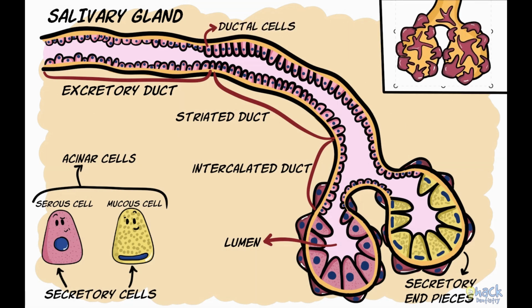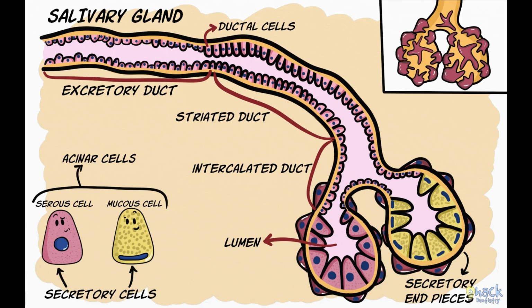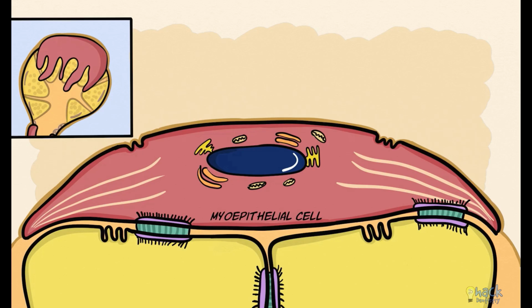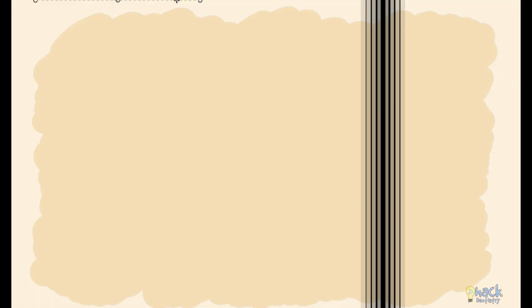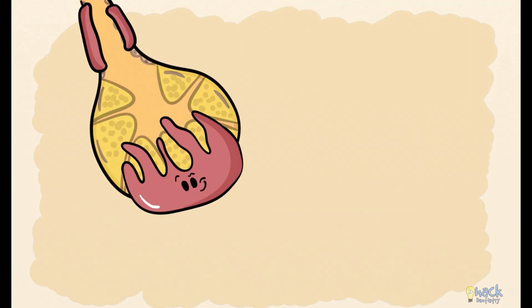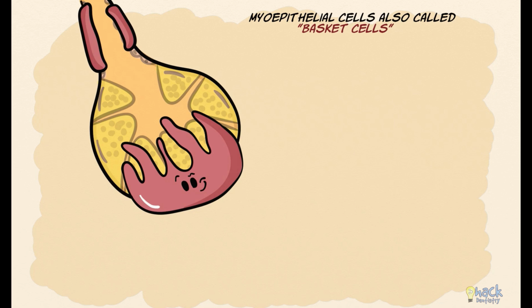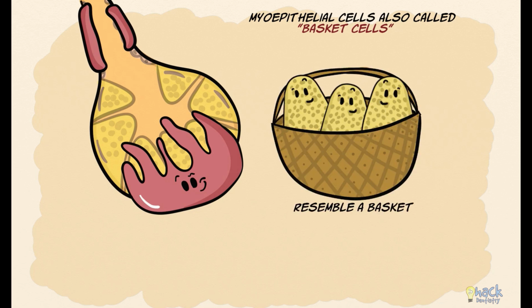Now the secretory end pieces and the intercalated ducts are associated with stellate-shaped contractile cells called myoepithelial cells. They are located between the basal lamina and the secretory or the ductal epithelial cells. They are also called basket cells because they look like a basket holding a secretory unit.